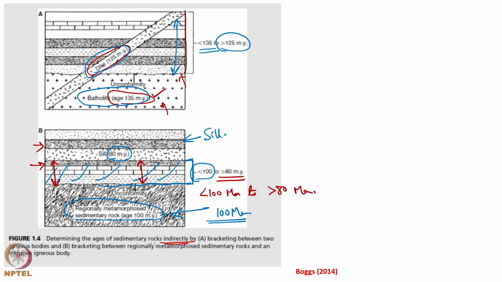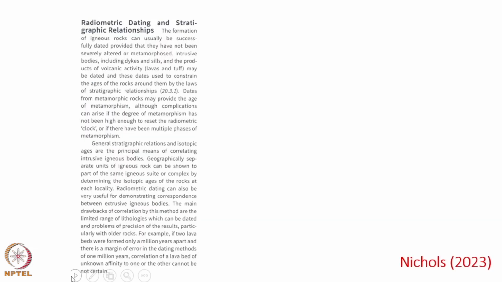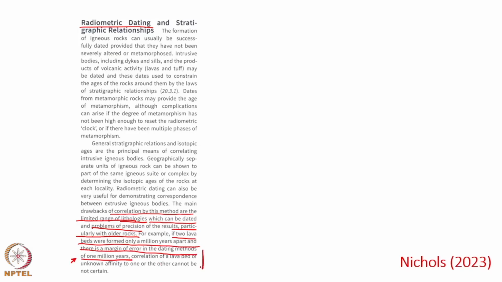This is the indirect approach of understanding the date without dating exactly the rock, but after dating the dike that cuts it, or the rock which is at the bottom or at the top. The problem of radiometric dating in stratigraphy is that it has limited use, because not every lithology can be dated as per our wish. The problem of precision is also another issue. With older rocks, this becomes more important. For example, if two lava beds were formed only a million years apart and there is a margin of error in the dating method of 1 million years itself, then correlation becomes problematic.